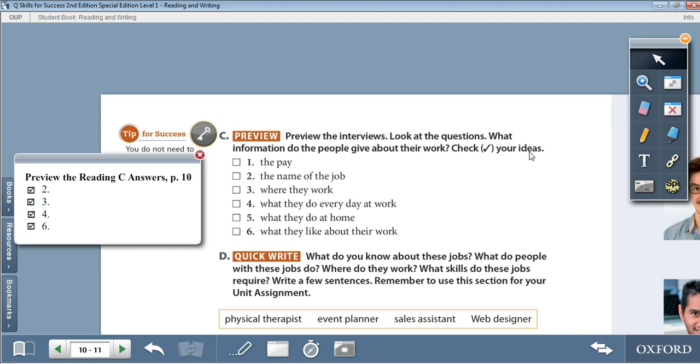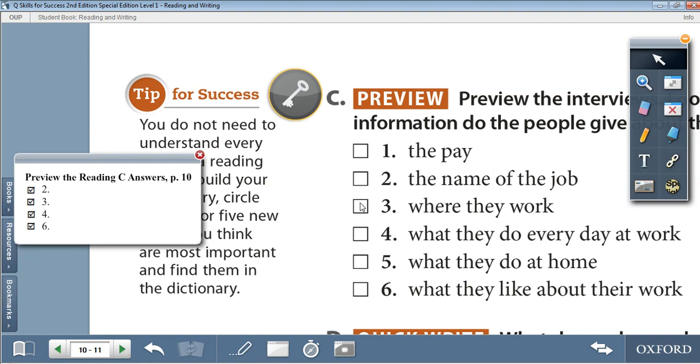Check your ideas. So after you preview the interviews, you will be able to check some ideas of what information people give about their work. Now, the right ideas to check are number 2, the name of the job, number 3, where they work, number 4, what they do every day at work, and number 6, what they like about their work.